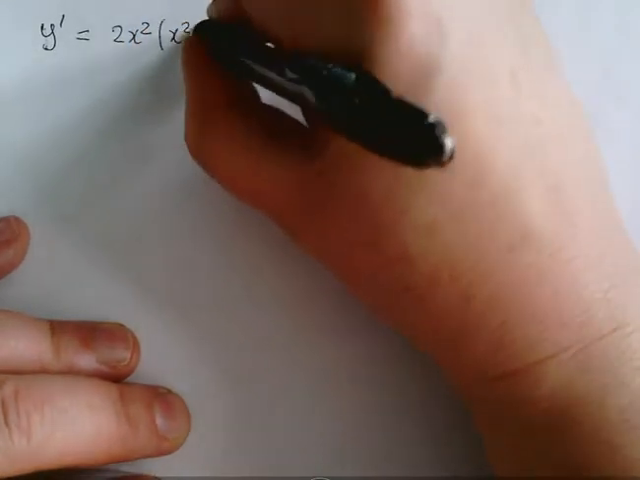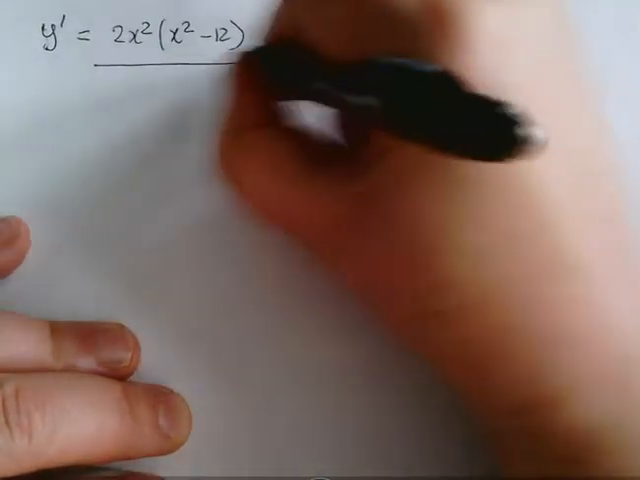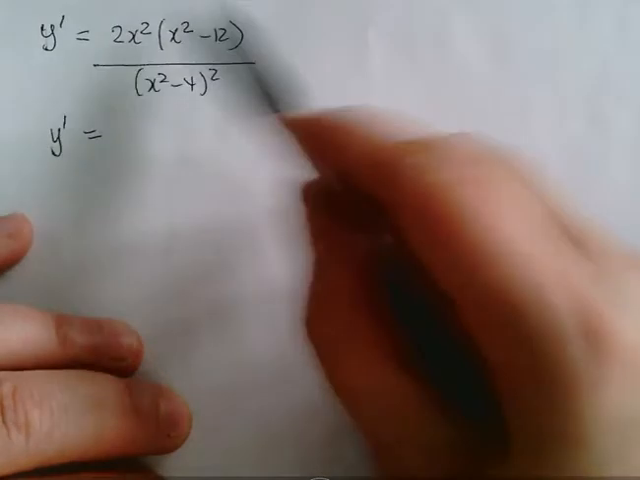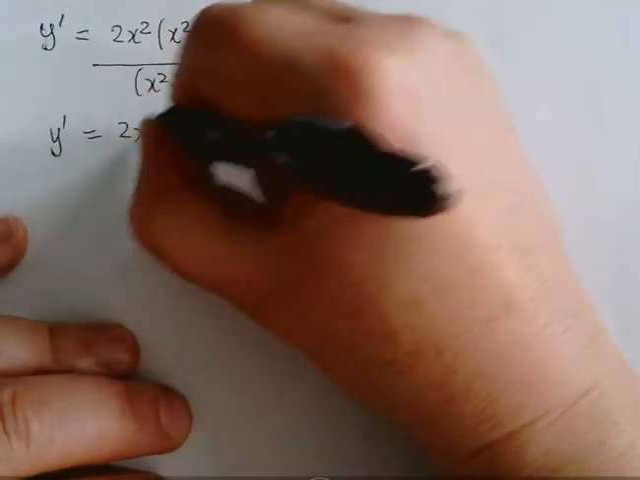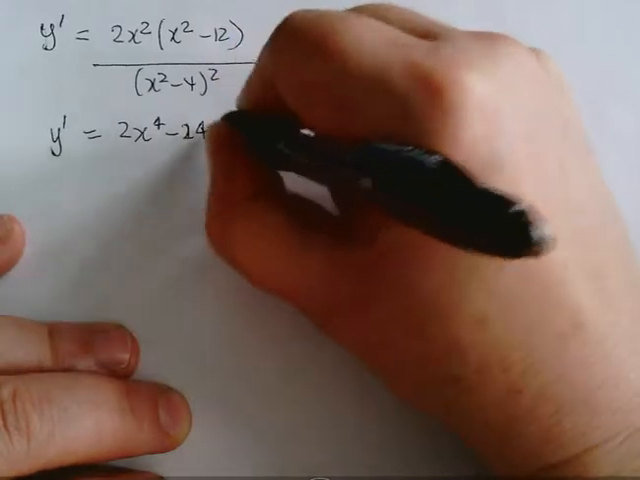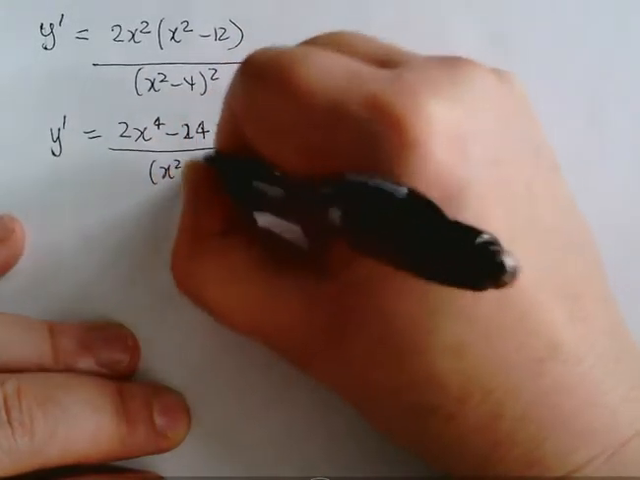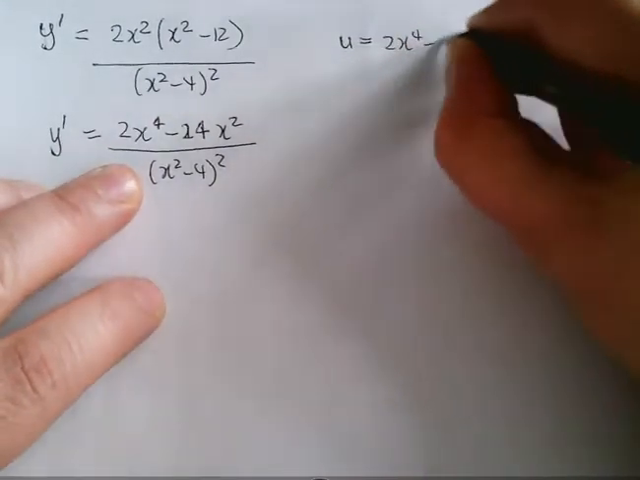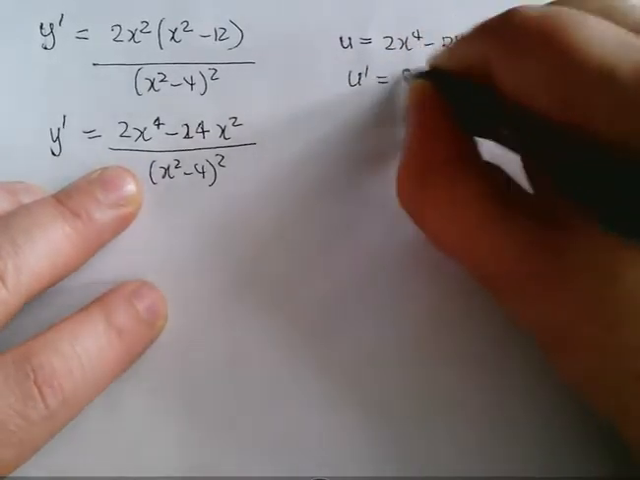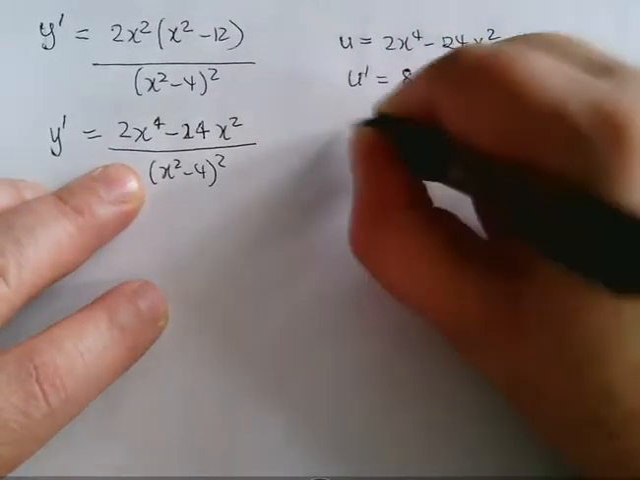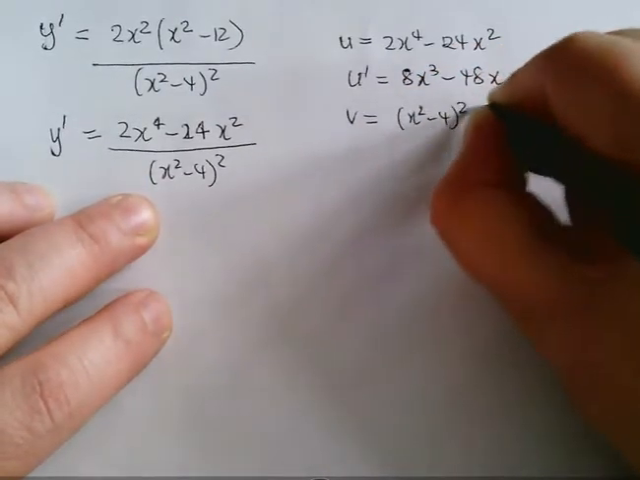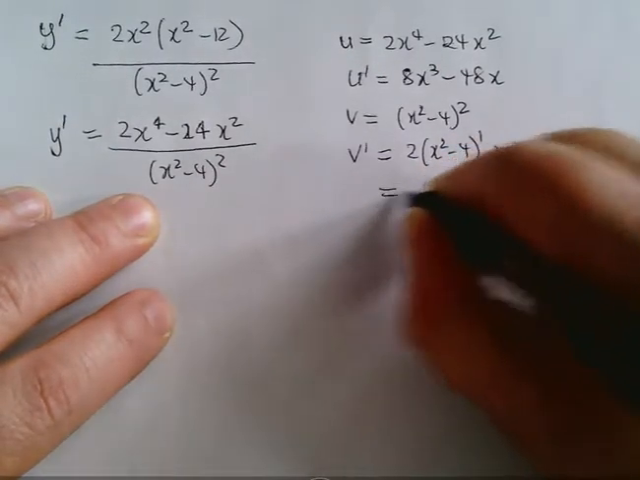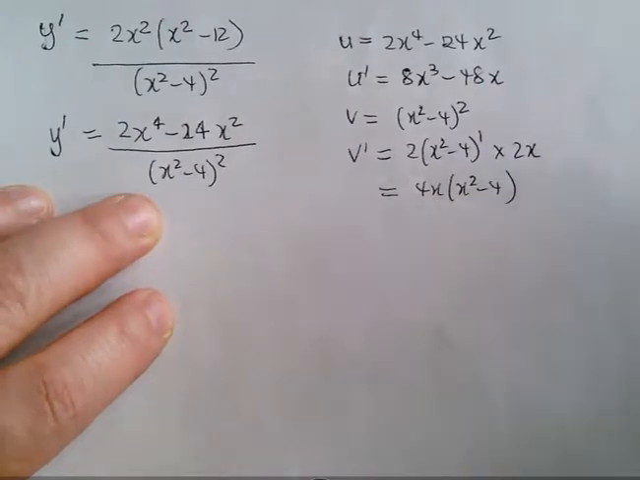This is the first derivative. Y dashed is 2x squared times x squared minus 12 over x squared minus 4 squared. You cannot differentiate it in this way because you've got a product here on the numerator. So we're going to expand and get 2x to the power of 4 minus 24x squared. Now this can be differentiated. U is 2x to the power of 4 minus 24x squared. U dash is 8x cubed minus 48x. V is x squared minus 4 all squared. And V dash is 2 bracket x squared minus 4 to the power of 1 times 2x, which is 4x times x squared minus 4.